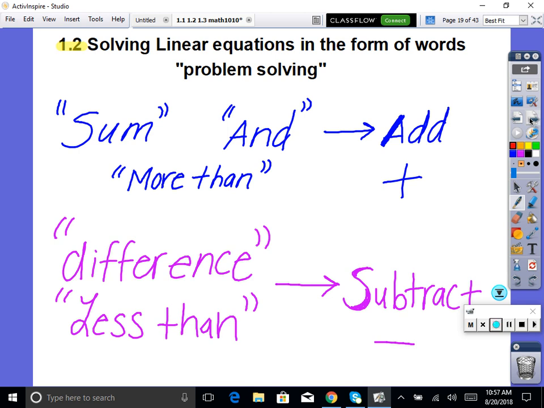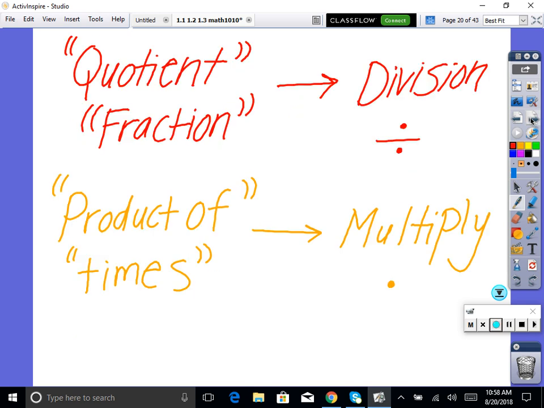Take a picture. I'm going to go quick. If you can't write down, so quick. I'm going to move on very quickly. Sum and more than means addition. Difference and less than means subtraction. Everybody good? Okay. Quotient or fraction means division. The word product or times means multiplication. We've all seen these words before.